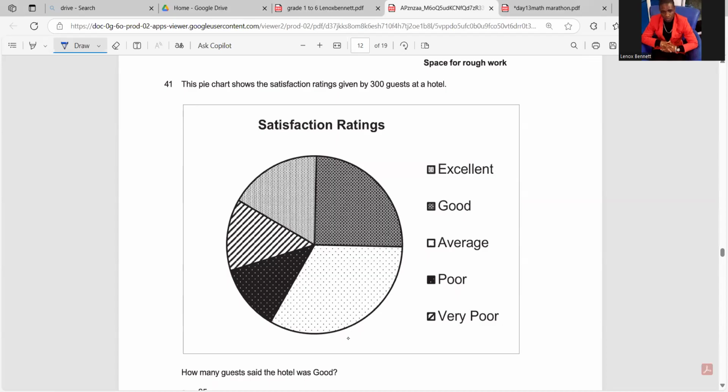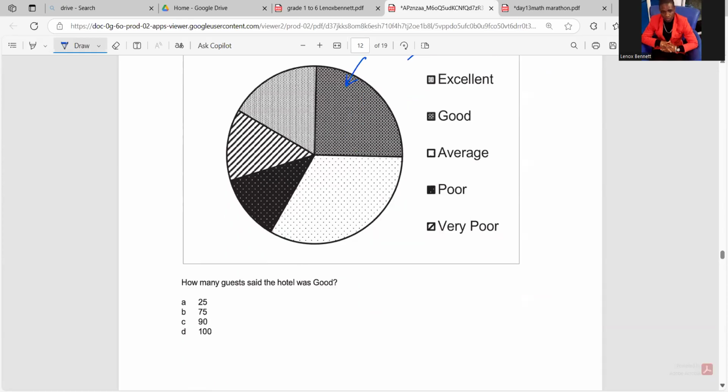Because we did this yesterday, we said that this part represented good, which is actually a quarter of it. So it would be a quarter times 300. And we agree that it comes down to 3 into 7 times plus 2, 75. So our answer was 75. So 75 guests, a quarter, represented that the hotel was good.